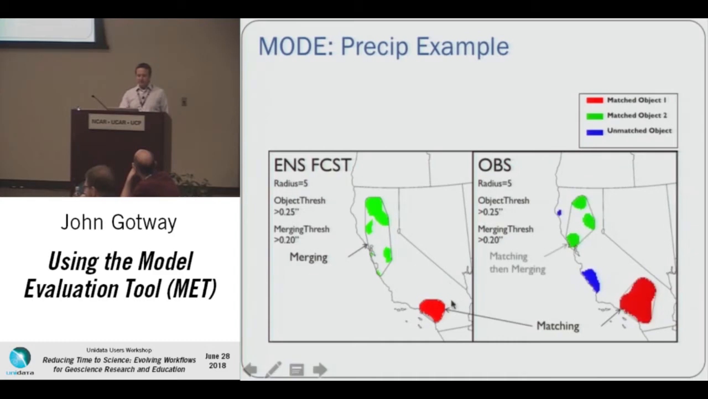Then we compare the forecast objects to the observation objects using a fuzzy logic algorithm, and we say this red forecast object matches this red observation object, and they're similar enough to consider them to be matched across the forecast and observation fields. Likewise, this group of green forecast objects matches this group of green observation objects. These blue areas in the observation area are unmatched observations, so we call them misses. And we don't have any false alarms, which would be unmatched forecast objects.